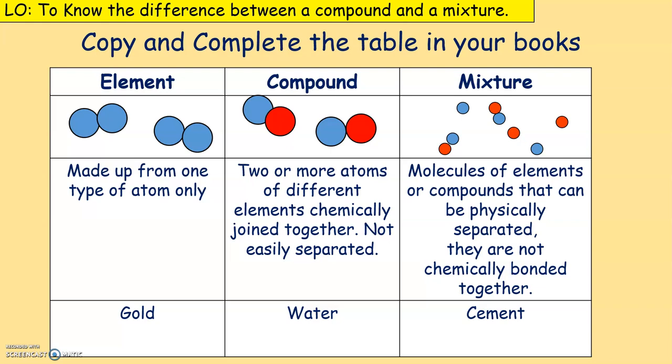But mixture, this is when molecules of elements or compounds can be physically separated, but they are not chemically bonded together. For example, cement, okay? If that makes sense, you can easily separate cement, but they're not chemically bonded together. And I hope you're getting this right. If you didn't get it right, again, pause the video and make those corrections.